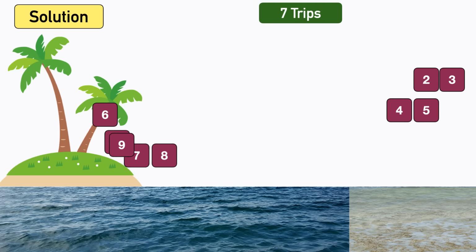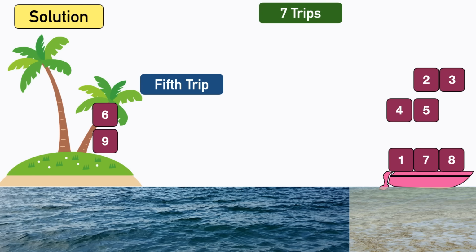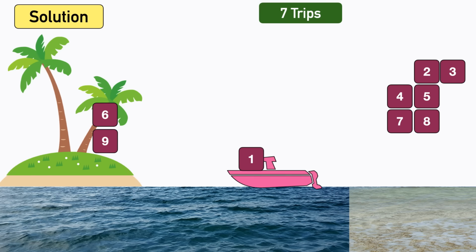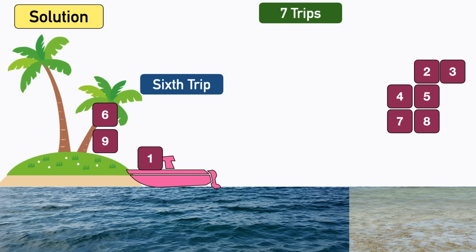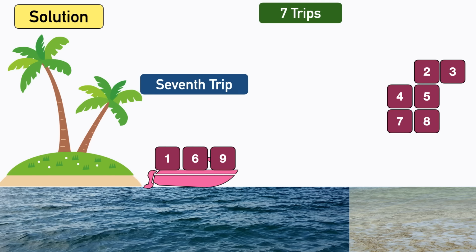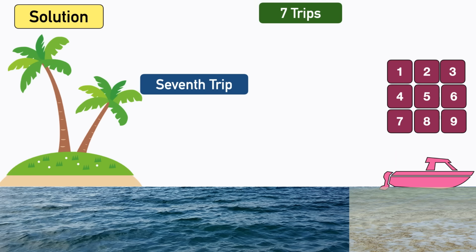In the fifth trip, send 1, 7, 8. The sum of these numbers is again 16, which is a square of number 4. While coming back, bring back the number 1, which is the sixth trip. Finally, in the seventh trip, send 1, 6, 9. Again, the sum of these numbers is 16, which is a square of number 4. As we can see now, numbers 1 to 9 have crossed the river in only 7 trips.